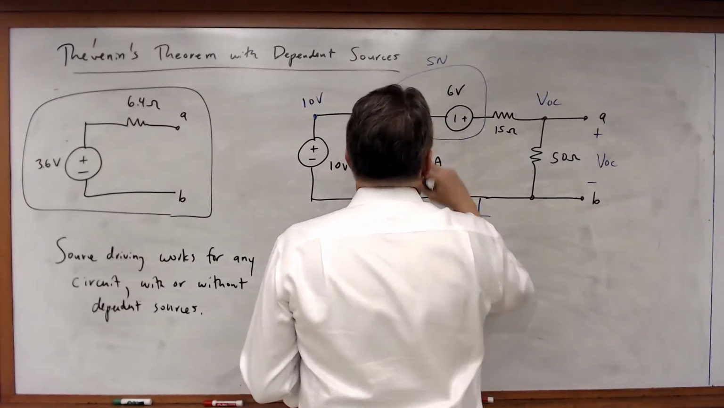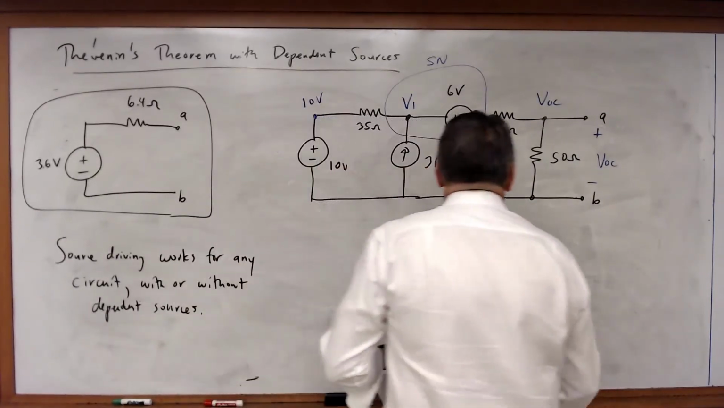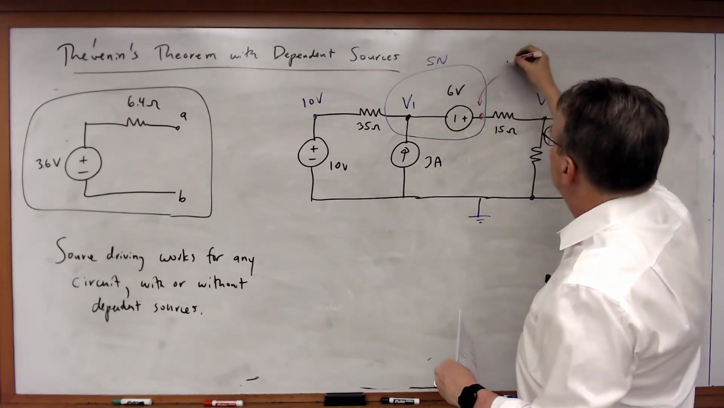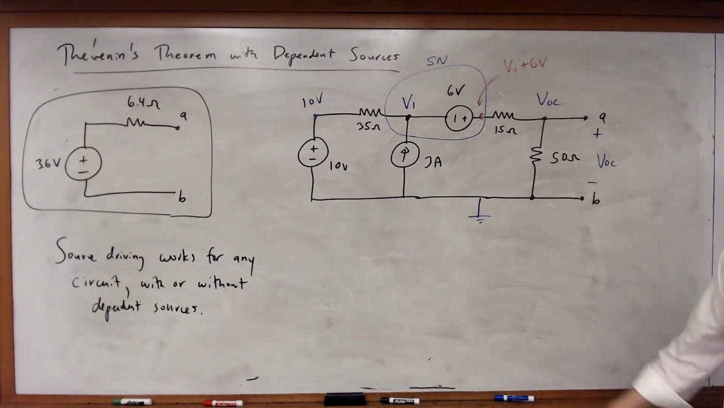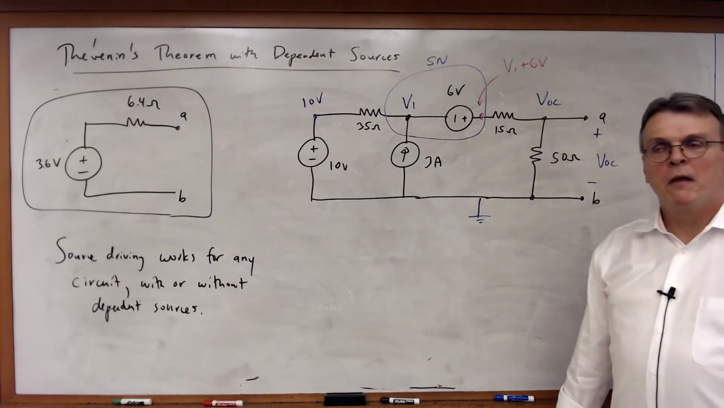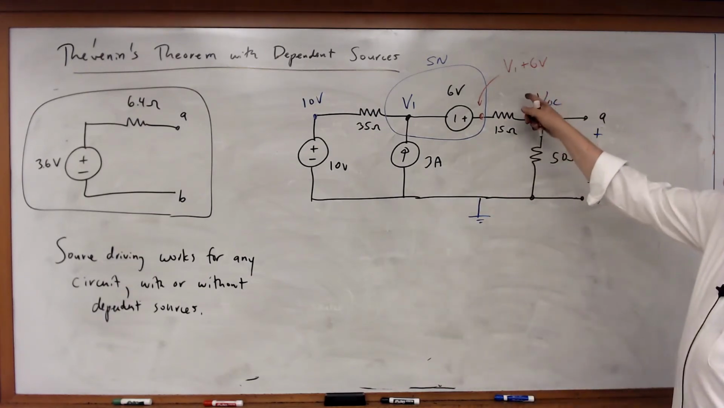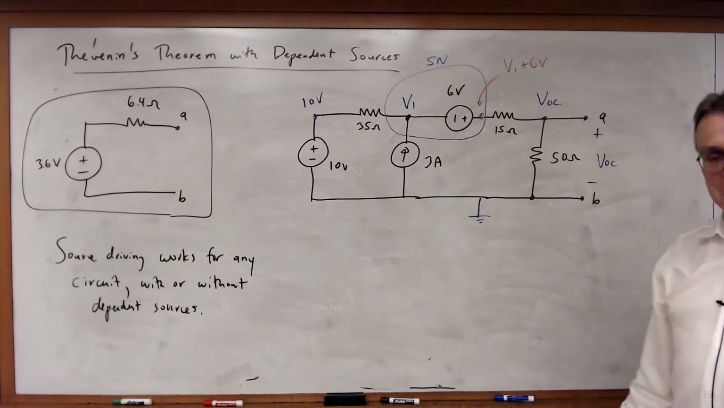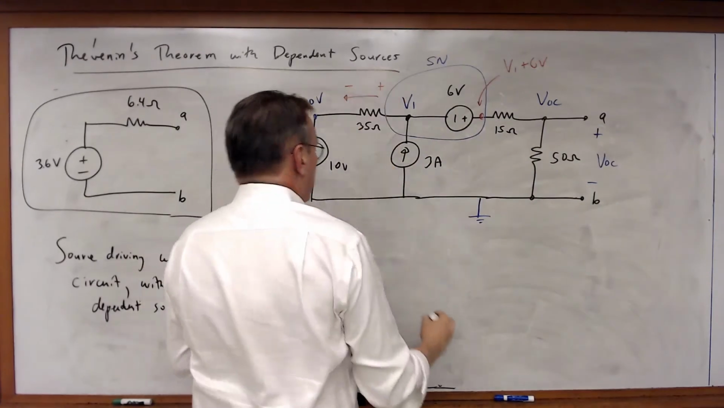I'm going to call that voltage V1. If that voltage is V1, then I'm going to call the voltage at this node V1 plus 6 volts. V1 added to 6, so that's just V1 plus 6. I could give it a variable name. But why? Why do I need to? Let's simply go ahead and use it as is. And let's use this as the variable instead. So now let's go through, pick our current directions for our resistors.